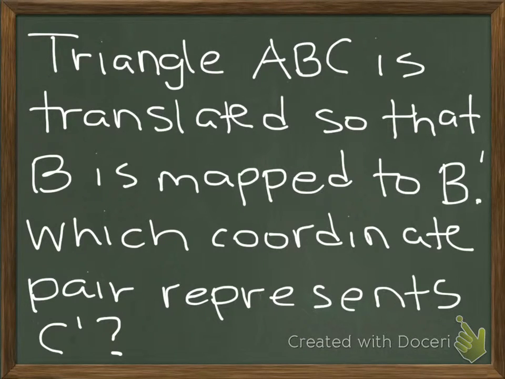Before we get to this example, I wanted to talk a little bit about what a translation is and what a reflection is. So a translation, if you think of the word slide, is like a slide from one position on the graph to another. You don't turn it, you just slide it. The image is the same shape and the same size as the original, and the same with the orientation, which means you don't flip it, you just keep it the same. You're just sliding it to a different spot on the graph.